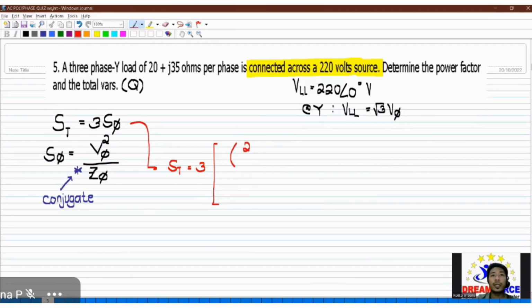So this is equivalent to, we have your 220 divided by square root of 3. Ilagay mo yung angle doon sa Z. Since angle 0 naman yung voltage, kahit wala na yan sa calcube. So squared, and then this one is divided by your Z per phase, which is 20. Conjugate, wag kalimutan. Conjugate of 20 plus J of 35 ohms.